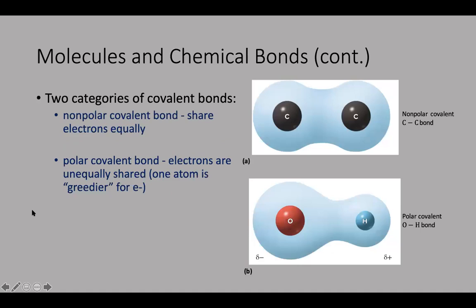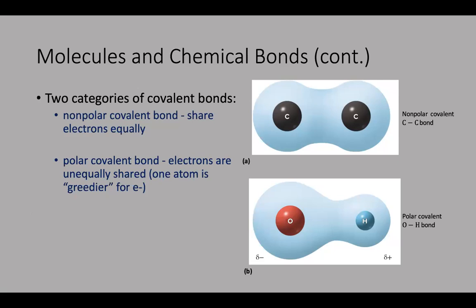Within that category of covalent bonds, we have 2 sort of subtypes. A covalent bond can either be polar or nonpolar. And whether it's polar or nonpolar depends on how equally those electrons are shared. So just because 2 atoms are sharing electrons doesn't mean that each atom is holding on to them equally as strongly, if that makes sense. There can be unequal sharing.